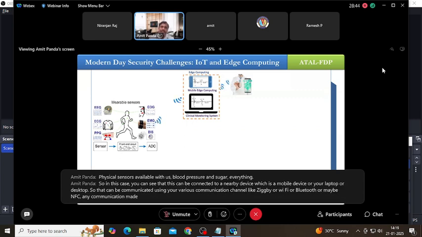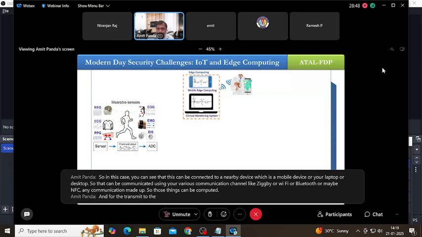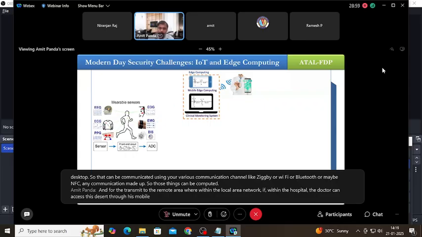So those things can be computed there and further transmitted to the remote area, within the local area network. If within the hospital, the doctor can access this data through his mobile phone, desktop or laptop. In the same way, we can send it to the cloud to further enhance the performance.